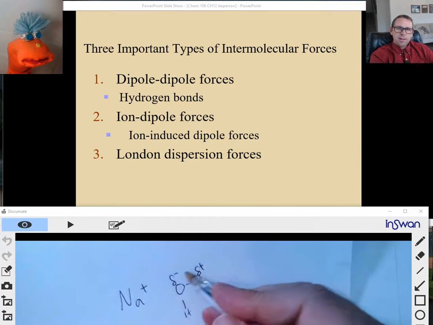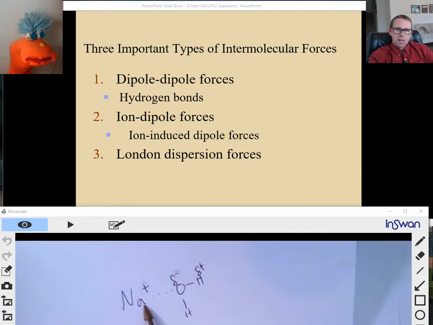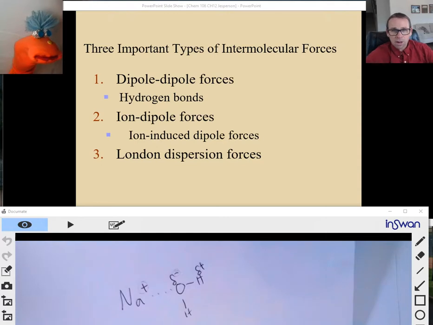And that results in a dipole. And so an ion-dipole interaction can occur because ions have positive charges, and a dipole is going to have a negative charge. And that can result in an intermolecular interaction. It's not between molecules. This is kind of an ion, but it's still considered an intermolecular interaction. You have an ion-dipole interaction.